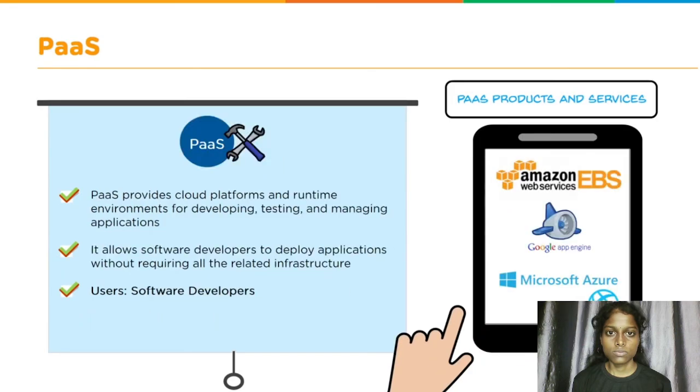In PaaS, the provider gives you a platform or a runtime environment for developing, testing, and managing applications. It's platform ready. You buy the platform, you upload your code, and you start working on it. It allows software developers to deploy applications without running the underlying infrastructure. And as you might have guessed by now, the candidate who would use PaaS is software developers.